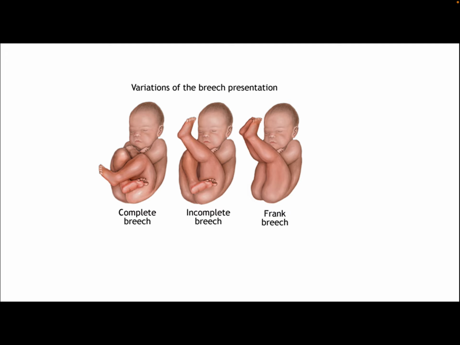So these are the examples for the various types of breech. So first is a complete breech, wherein there is hip flexion and also knee flexion. Incomplete breech is when one limb is flexed both at the hips and the knee, but the other one is extended at the knee. And frank breech is the hips are flexed and the knees are extended. So these are three major types of breech.